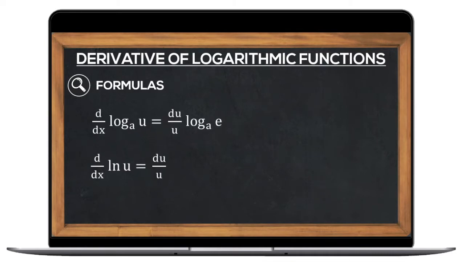So, we have one for the derivative of log of u to the base a, which is equal to the derivative of u divided by u multiplied by log of e to the base a. Then, when we have the derivative of ln, or the natural or Napierian logarithm, that is equal to the derivative of u over u. To further illustrate the given formulas, let's try these examples.